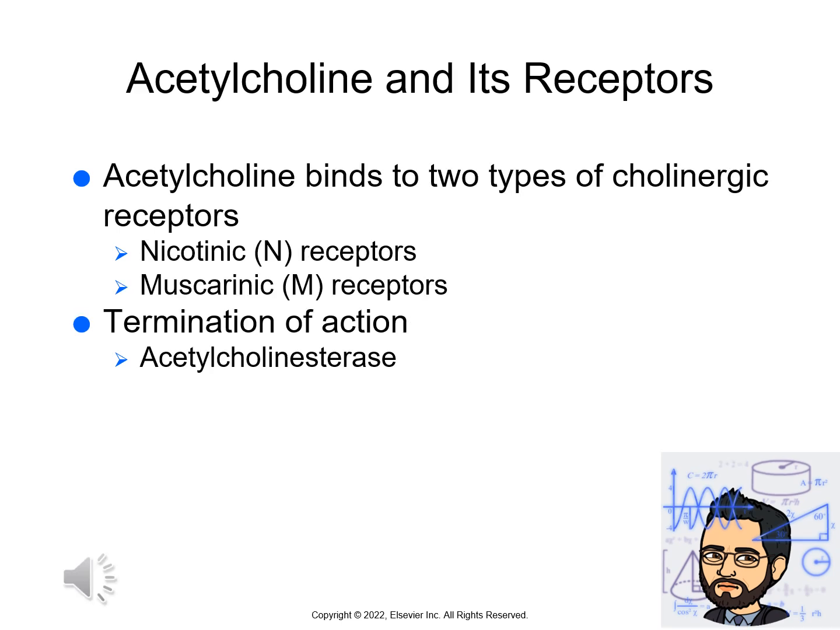Okay, this slide is on acetylcholine and its receptors. What did we talk about last time? Norepinephrine and its receptors. Okay, acetylcholine and its receptors. So what is acetylcholine? We've been talking about it. It's a neurotransmitter. It interacts with cholinergic receptors. It transmits signals in the nervous system, and it binds to two main types of cholinergic receptors. We mentioned these, the nicotinic receptors and the muscarinic receptors.